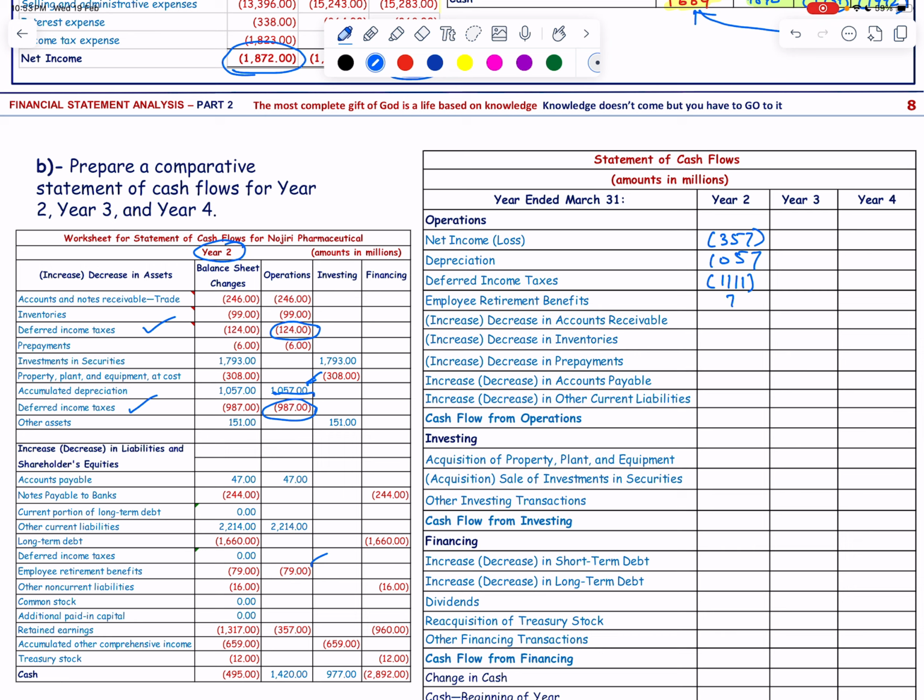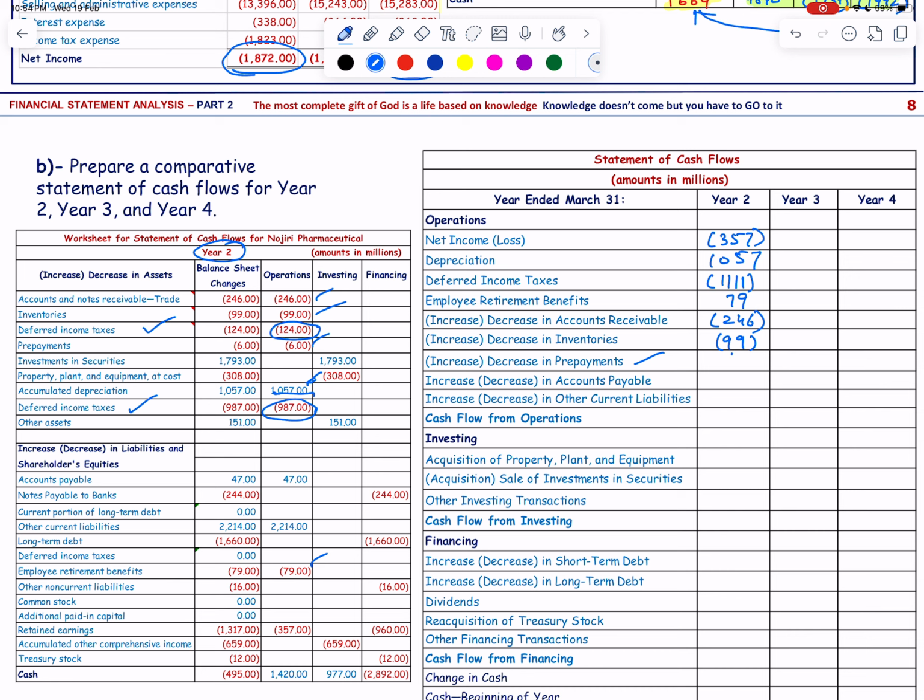Then we have the increase in the accounts receivable. Increase in accounts receivable is 246. Then we have the increase or decrease in the inventories, and that is 99 in brackets. Then increase or decrease in the prepayments. So if you look into the prepayments, it is negative 6.